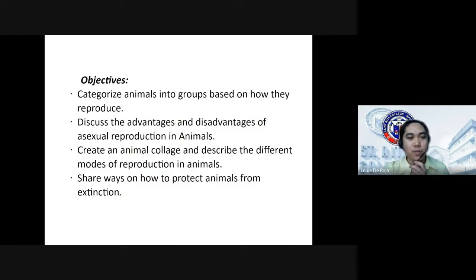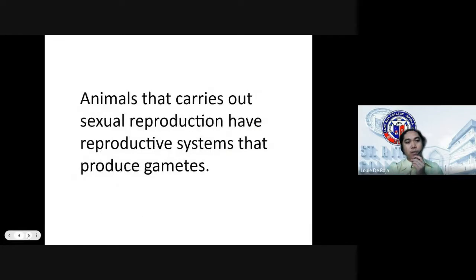These are the objectives. Categorize animals into groups based on how they reproduce. Discuss the advantages and disadvantages of asexual reproduction in animals. Create an animal collage and describe the different modes of reproduction in animals. Share ways on how to protect animals from extinction.